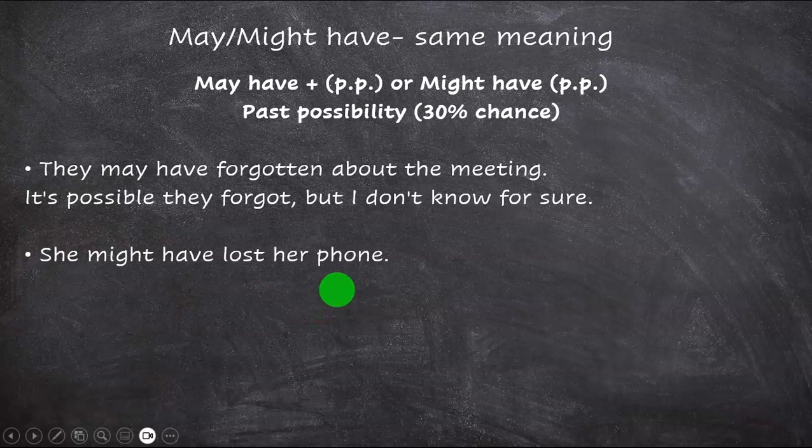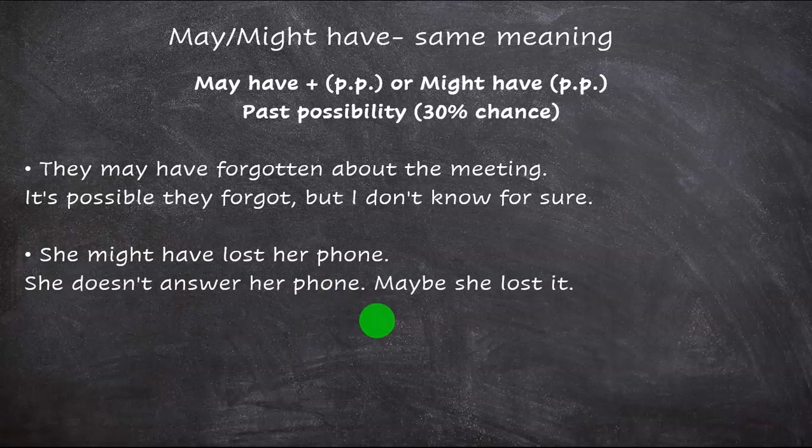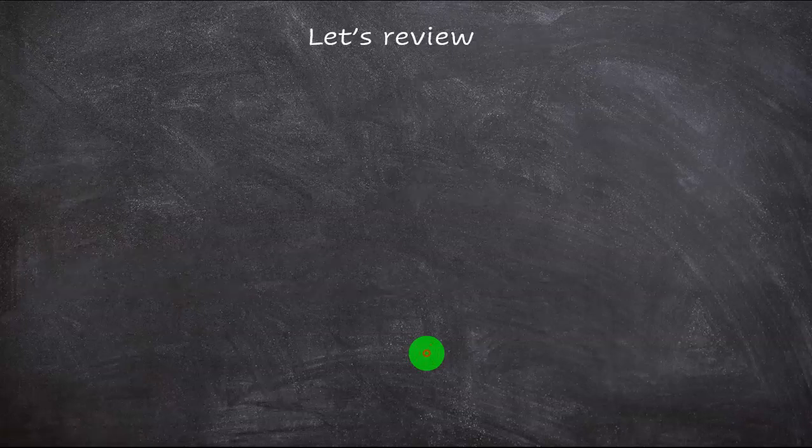She might have lost her phone. Again, an assumption. She doesn't answer her phone. Maybe she has lost it. A 30% chance. Okay, the person is not sure. He's making an assumption out here, right? So that is what may and might have means, right?